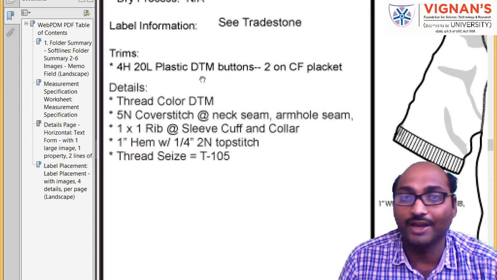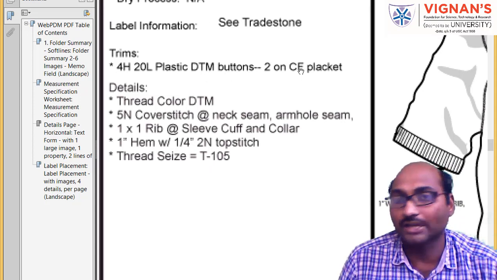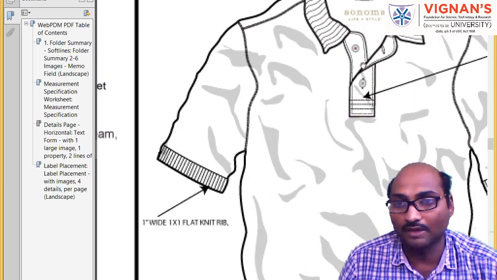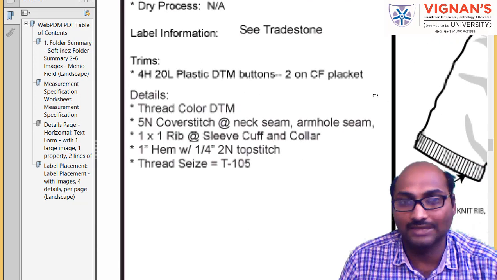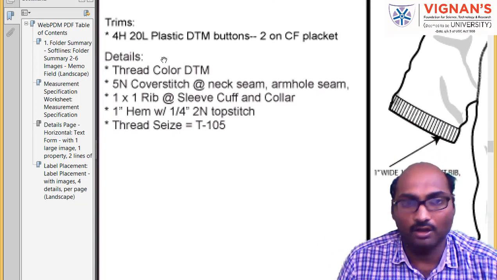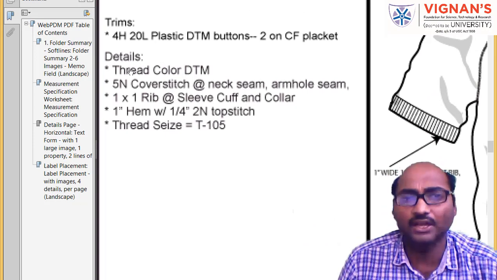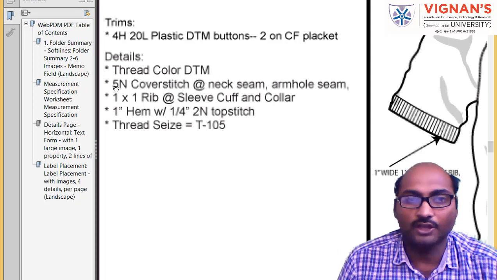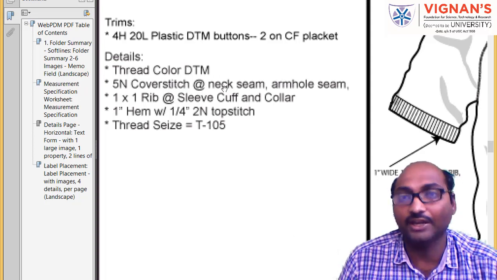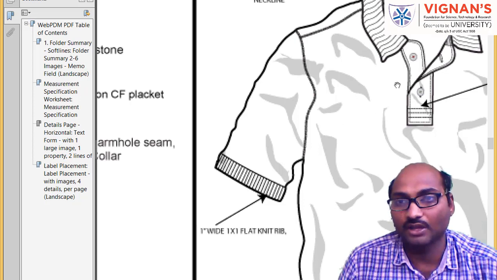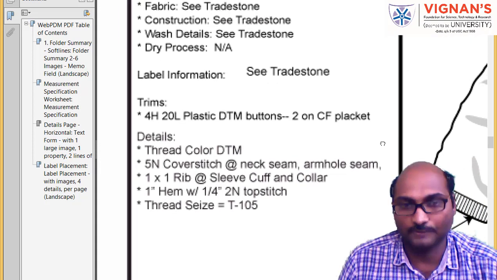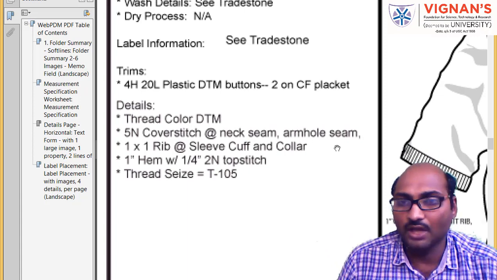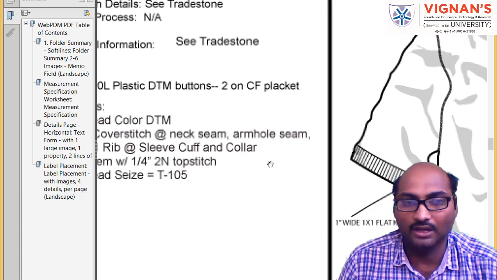Okay, trims is 4 holes, 20 line button, plastic DTM buttons. DTM buttons is nothing but die to match button, and 2 on the center front placket. You see, this is having the center front placket. This center front is having 2 buttons, and the other details are like thread color, die to match, then 5 needle cover stitch at neck seam. So whatever this neck seam is there, right? So here the neck, wherever it is there, 5 needle cover stitch. Okay, and also at the armhole also 5 needle cover stitch.